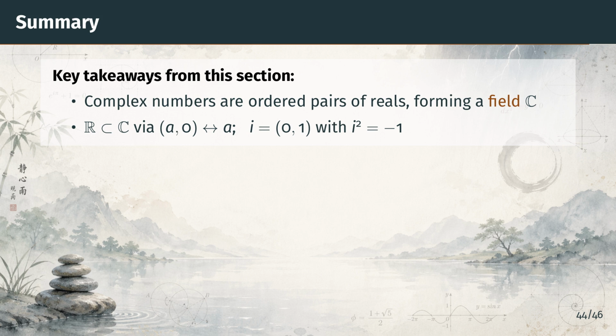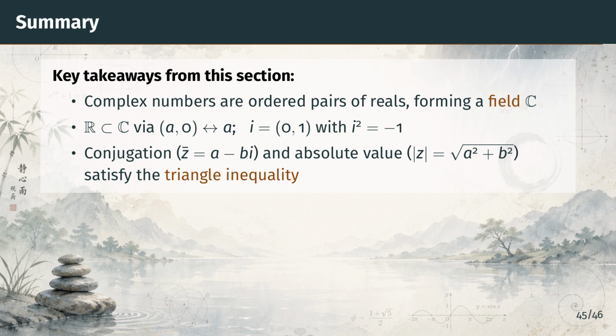Second, we showed that the reals embed naturally into the complex numbers as pairs with 0 second component. The imaginary unit i equals the pair (0, 1), and its square is -1. This gives us the familiar a plus bi notation, which is completely equivalent to the ordered pair notation. We also developed important tools for working with these numbers.